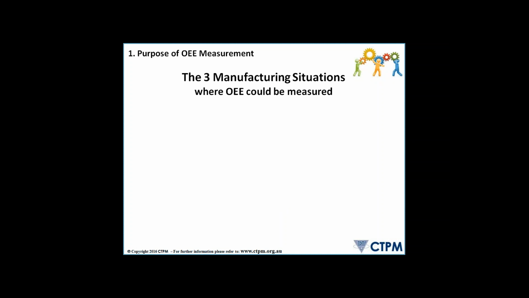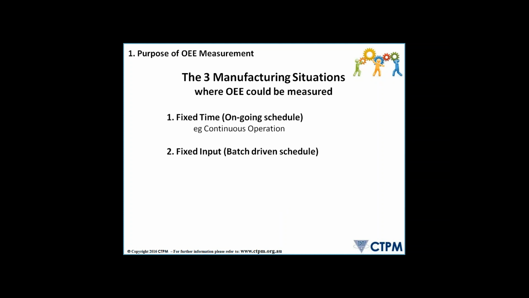Okay, so I mentioned earlier there's 3 manufacturing situations where OEE could be measured. Fixed time ongoing schedule, in other words a continuous operation where you're continually making product. The schedule always has something ahead of it to keep you going. We have our fixed input, our batch driven schedule. We find this in things like pharmaceutical companies, adhesive companies, and even things like pie making or some food making processes, where they make up a batch of the product and you run the batch through. And if you get to the point where you've used up all the batches which have been made, you obviously then stop production. And you may still be crewed there until the end of the shift.